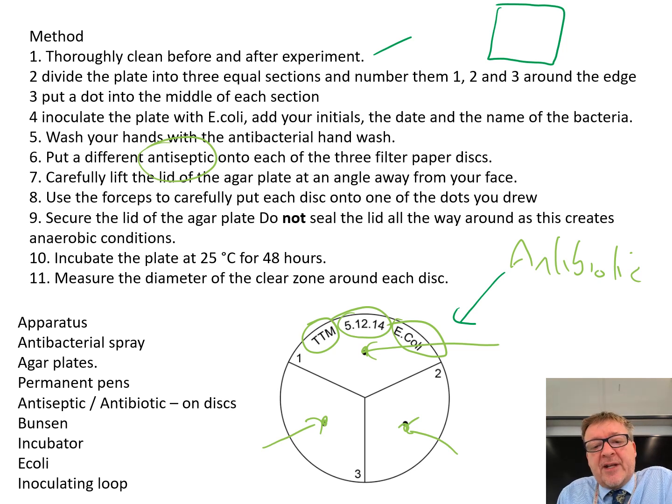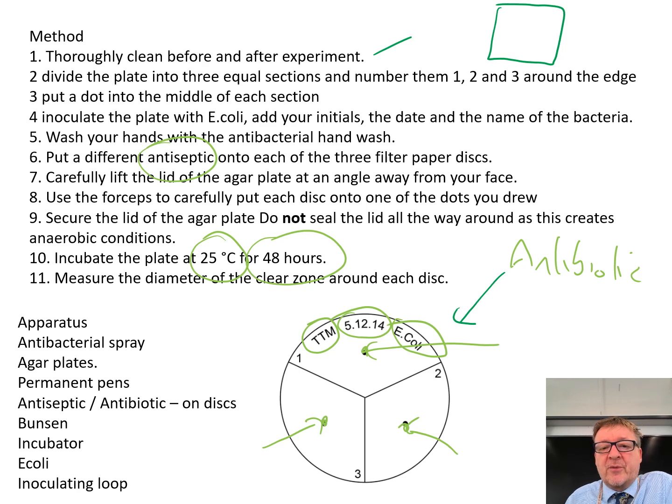Carefully lift the lid of the agar plate at an angle away from your face so you're not breathing on it. Use the forceps, put the discs where the dots are, secure the lid of the agar plate, but you don't seal it, because if you seal it, that creates anaerobic conditions and we don't want that. Then put it into an incubator at 25 degrees for 48 hours. Then measure the diameter of the clear zone around each individual disc.